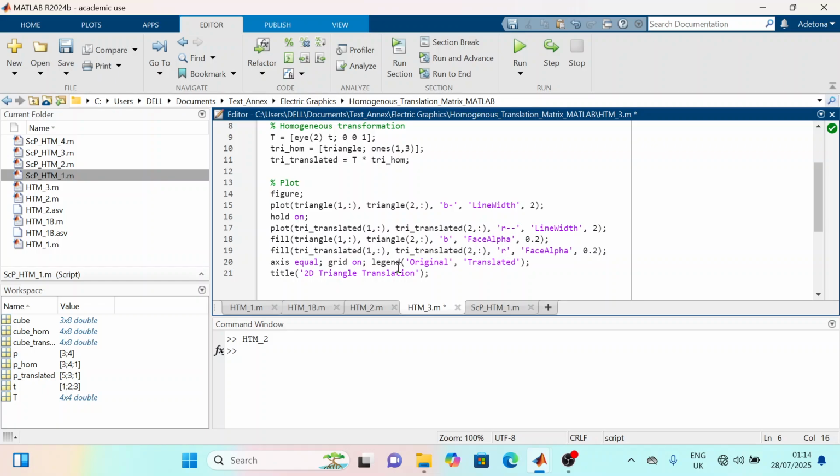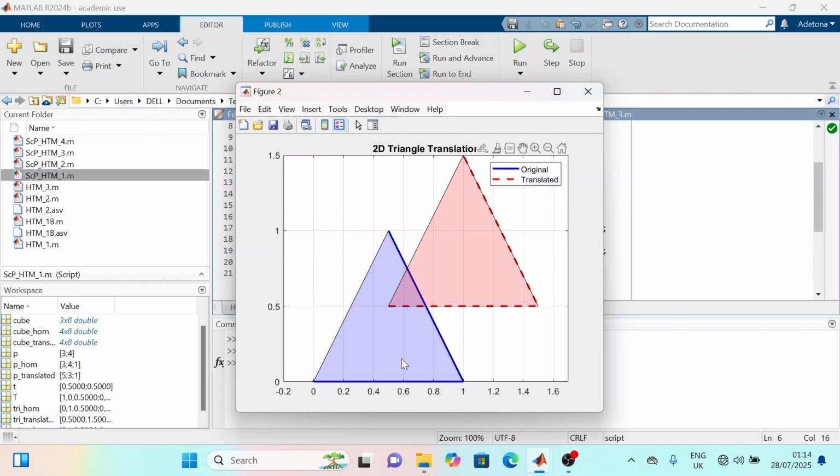The thing is going to move 0.5 away, and by the time we run what we have here, automatically you are going to see what you are going to have. And what we have now is what you are seeing now. This is what you are seeing here: the original triangle with the color blue, and the translated one with the color red.